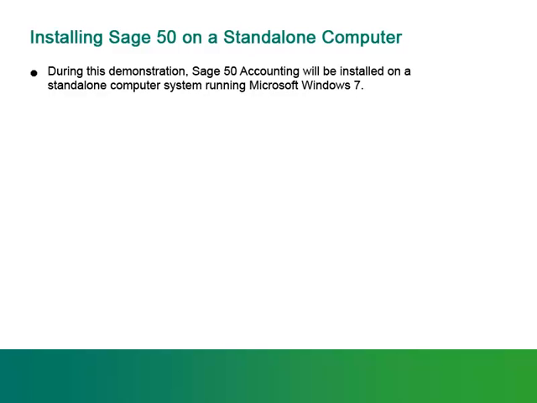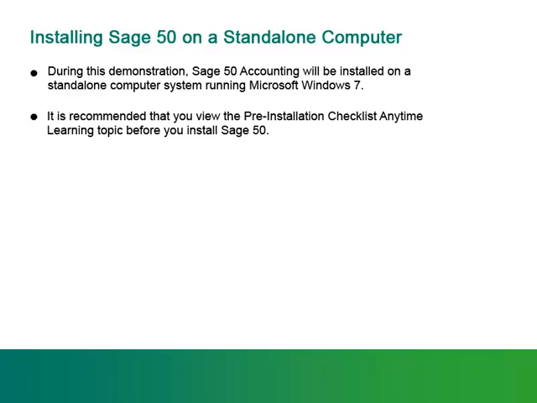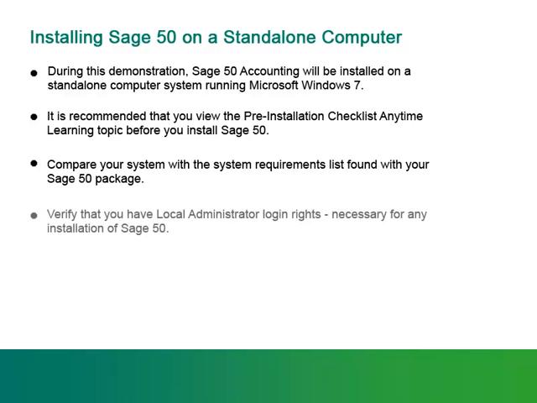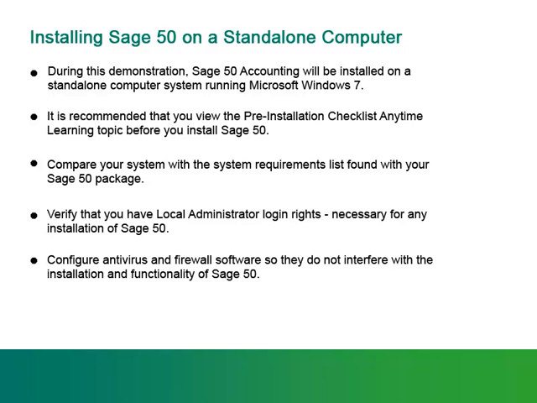Before installing Sage 50 Accounting, it's a good idea to make sure that your computer system is properly prepared for the installation. To learn tips that will help ensure a successful installation of Sage 50, it is recommended that you view the pre-installation checklist Anytime Learning topic before you install the program on your computer. The pre-installation topic will quickly walk you through preparing your system for a successful installation, including comparing your system with the system requirements list included with your Sage 50 package, verifying that you have the required local administrator login rights, configuring antivirus and firewall software so that they do not interfere with the installation and with program functionality, and more.